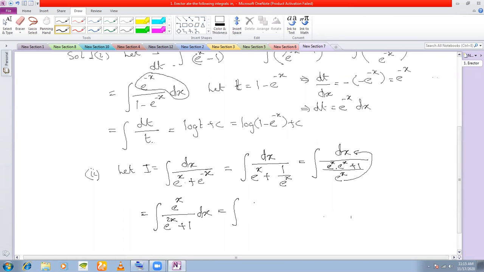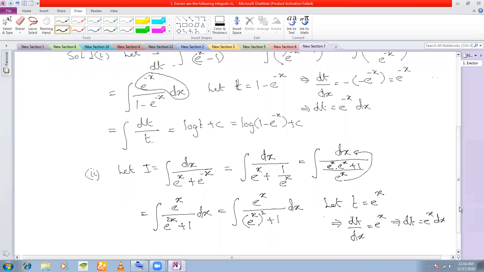What you see here is that e to the power of 2x in the denominator can be written as (e to the power of x) whole square plus 1. Now this becomes a little easy because now you put t is equal to e to the power of x. So what happens? dt/dx is e to the power of x. That means dt is e to the power of x dx, right?